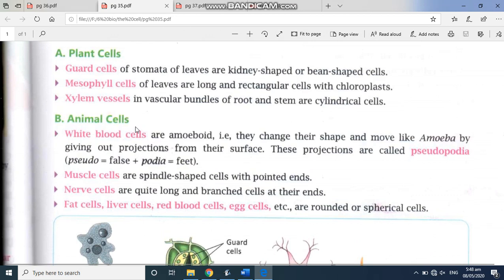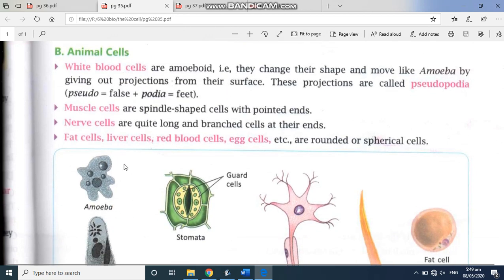Then we have animal cells. Now in animal cells also they have given a few examples. White blood cells, they are known as WBC in short. They are amoeboid. That means they can change their shape and move here and there. Amoeba also gives out projections from its surface. Amoeba is another example of a unicellular organism.